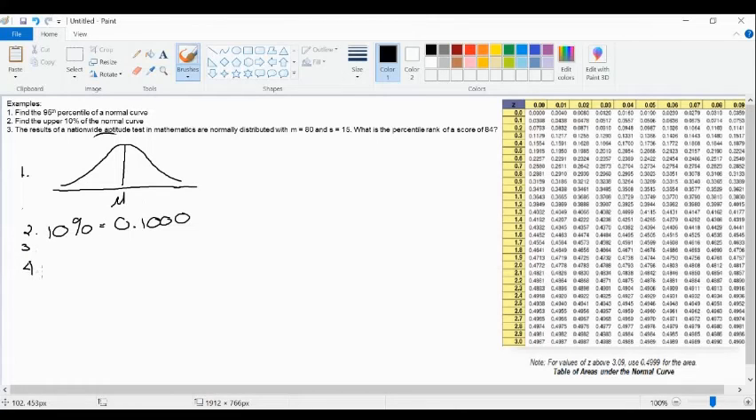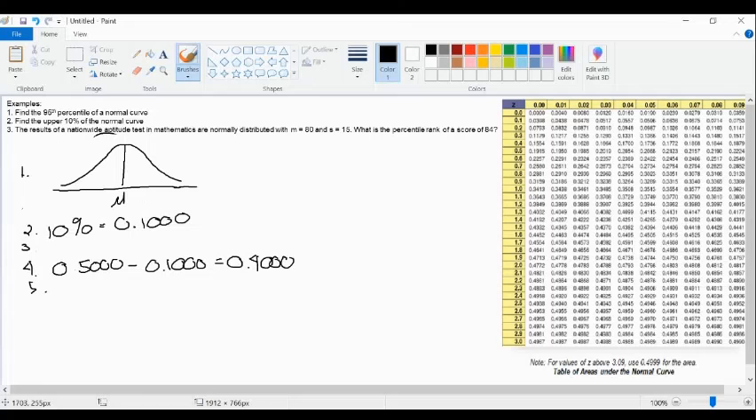For step number 4, using the upper side of the mean, find the remaining area. So, we're going to subtract 0.5000 minus 0.1000, which will give us an answer of 0.4000. Okay, so for our step 5, refer to the table of areas under the normal curve. We're going to locate 0.4000. If you observe, this area is not found in the body of the table. So, we take the closest.